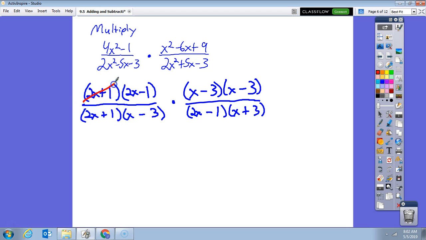So our next step is to simplify by canceling out anything that we can cancel out. Meaning the 2x plus 1 factor and the 2x plus 1 factor cancel out. 2x minus 1 and 2x minus 1 cancel out. X minus 3 and x minus 3 cancel out. But now what I have left over is x minus 3 on top and x plus 3 on the bottom. That is simplifying, but also it takes care of what would happen if I multiply these together and then canceled out.